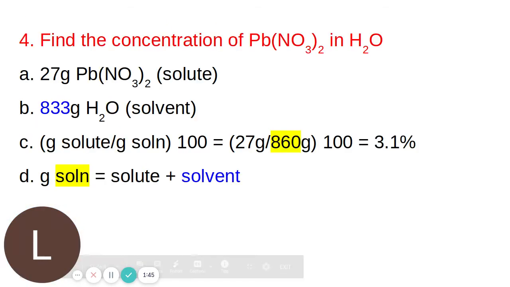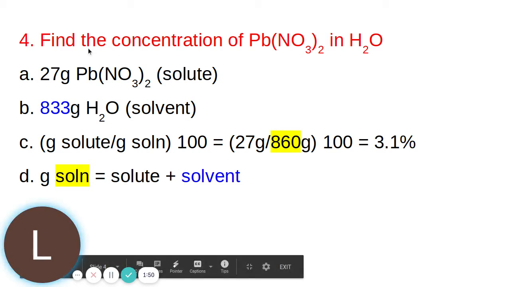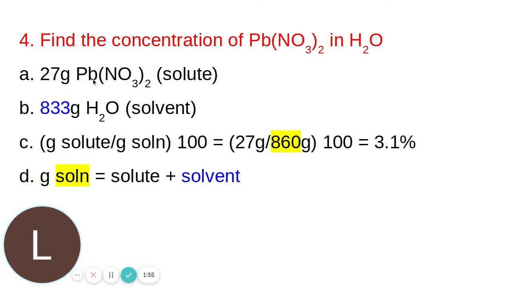Here's an example calculation. There are more examples in your digital notebook, but I just wanted to give you a real one. It says find the concentration of lead nitrate in water. A lot of times we get lead in water and it comes in the form of lead nitrate. Here we have 27 grams of solute and 833 grams of water, which is the solvent. But if you remember correctly, the formula is solute divided by solution, not divided by solvent. Every time people make a mistake in this problem, it's because they do that. So it's 27 divided by 860, not 833.